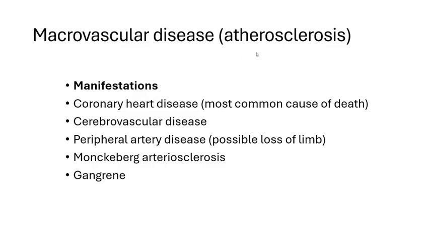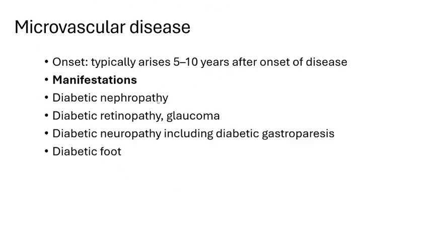Coming to macrovascular diseases like coronary heart disease, cerebrovascular disease, peripheral artery disease, and gangrene. These are chronic complications. Coming to microvascular diseases like diabetic nephropathy, diabetic retinopathy, diabetic neuropathy, and diabetic foot. These typically arise after 5 to 10 years of the onset of the disease. After 5 to 10 years of improper diagnosis or improper treatment, it leads to diabetic nephropathy, diabetic retinopathy, neuropathy, and diabetic foot. This is how the complications arise for diabetes if not treated properly or diagnosed properly for many years.